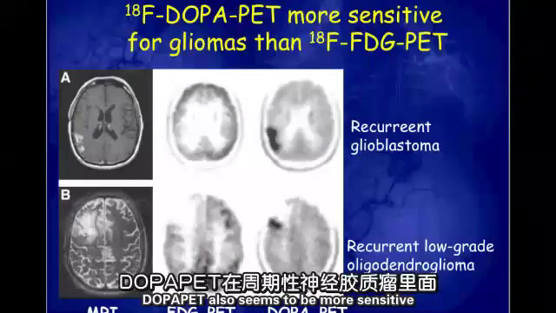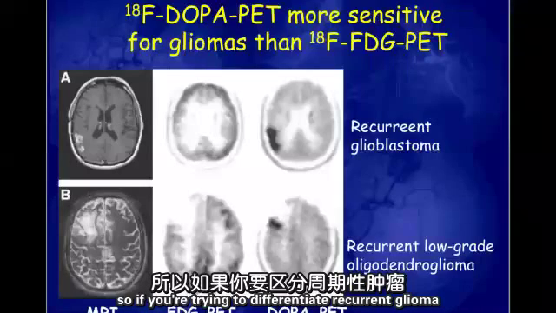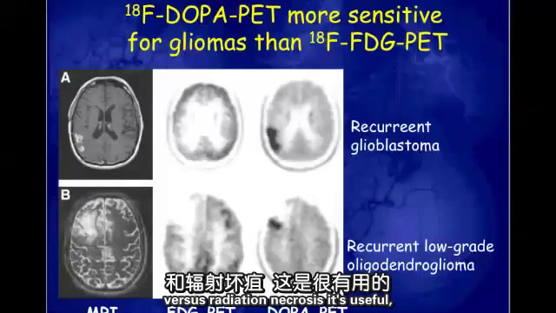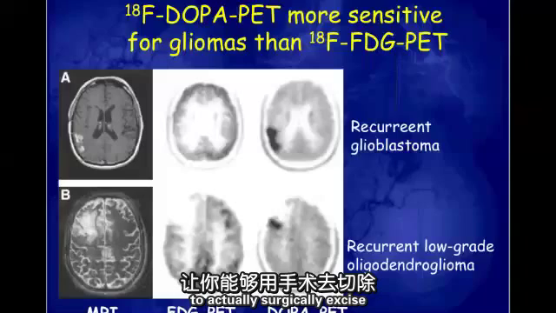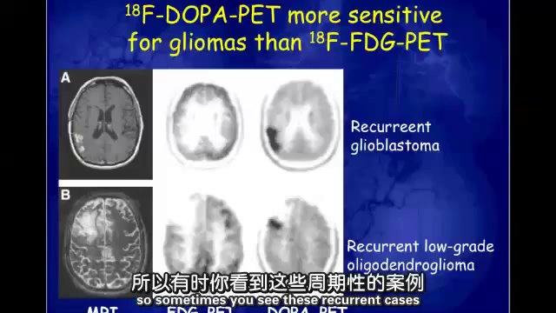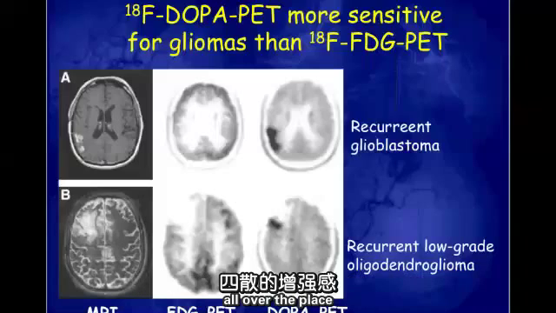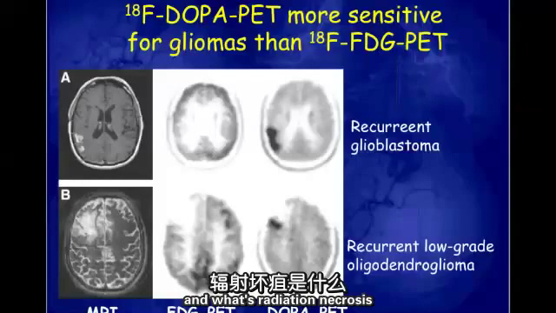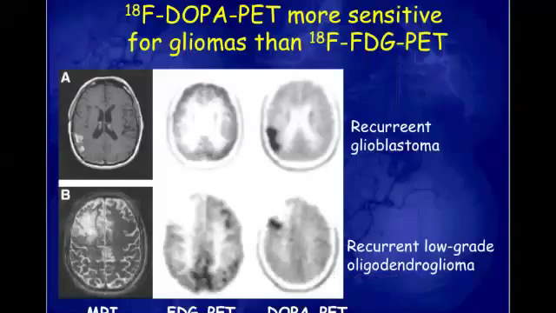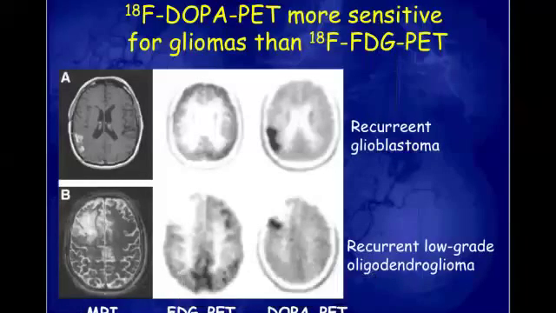DOPA PET also seems to be more sensitive for recurrent gliomas versus radiation necrosis. So if you're trying to differentiate recurrent glioma versus radiation necrosis, it's useful. It gives you a very focal area to actually surgically excise. Sometimes you see these recurrent cases where you have some diffuse enhancement all over the place, and you don't know exactly what area to take out and what's radiation necrosis. That's when we use DOPA PET to define the important areas to get at, where to get the diagnosis, and to do the resection.